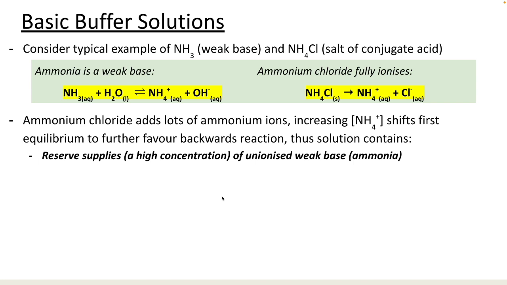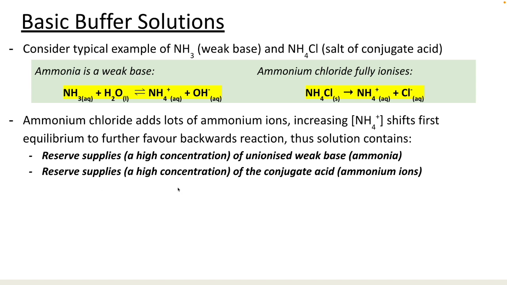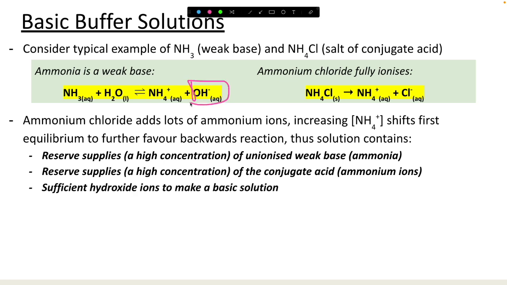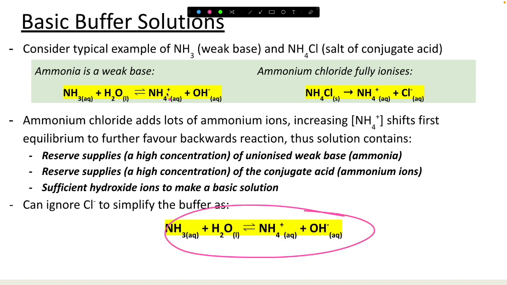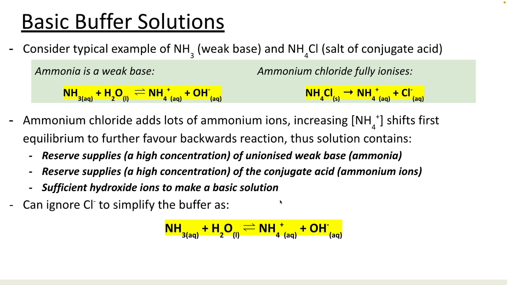Reserve supplies: a relatively high concentration of our unionized weak base, which in this case is our ammonia. We have reserve supplies, a relatively high concentration of the conjugate acid, which are our ammonium ions. And we have sufficient hydroxide ions in the solution to keep it at the pH that we are aiming for. Again, let's simplify this. Let's ignore the chloride ions and simplify the buffer as our equation up there.